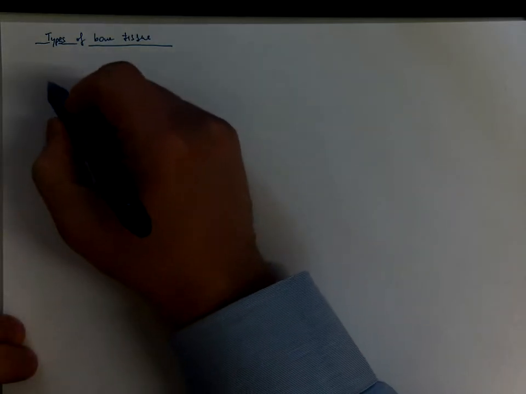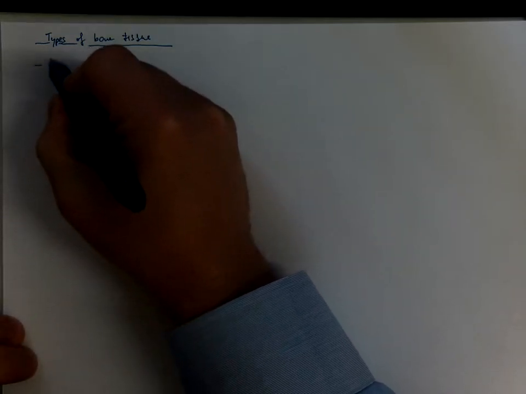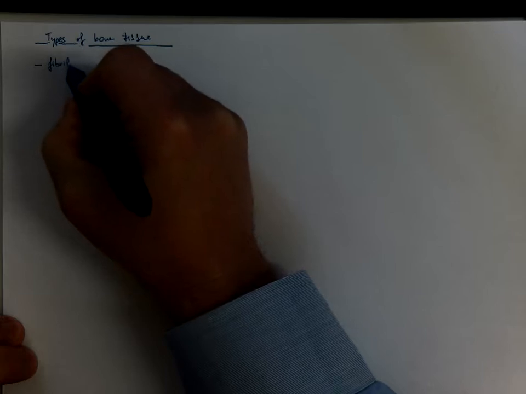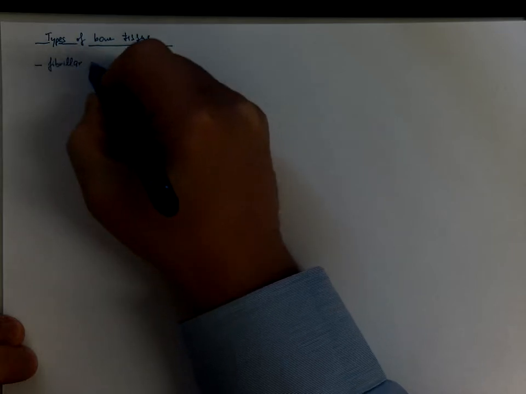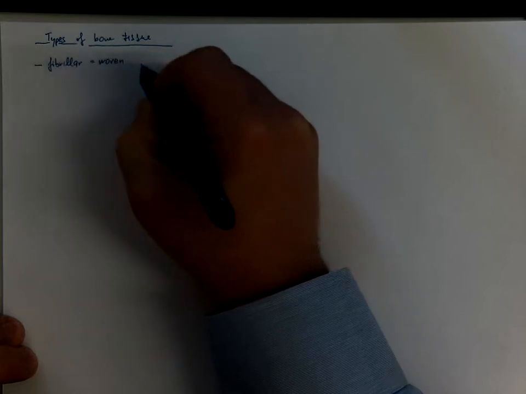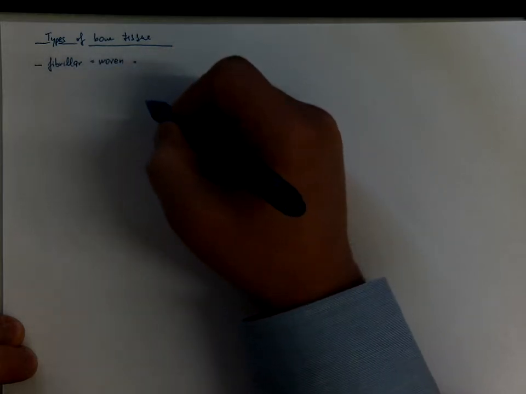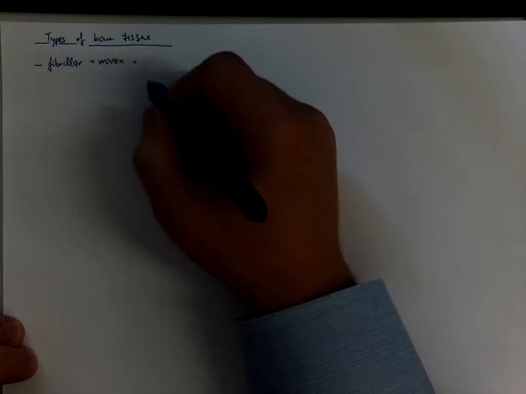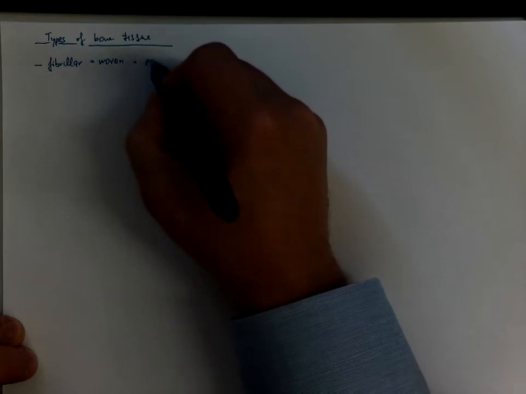So from a histological point of view, we can see two types of bone tissue. The first type is called fibrillar bone or woven bone, and because it occurs as a first type during ontogenesis, it's called also primary bone.